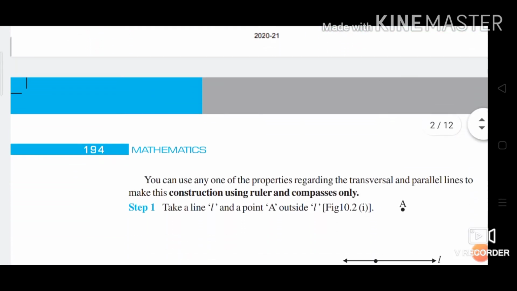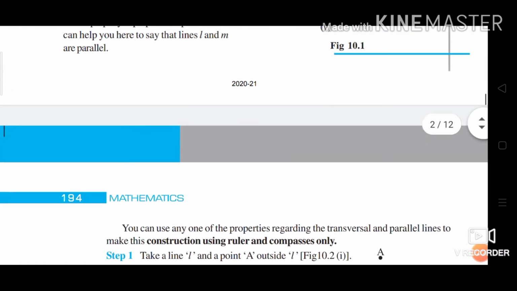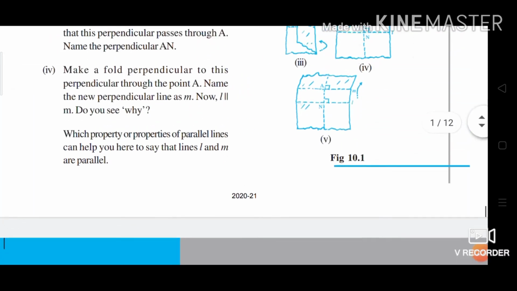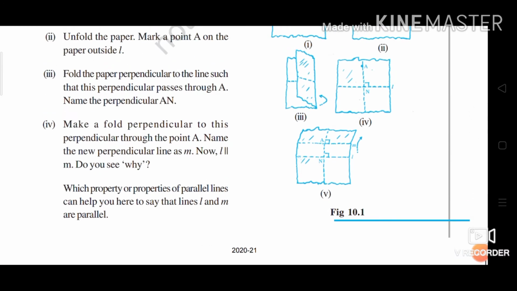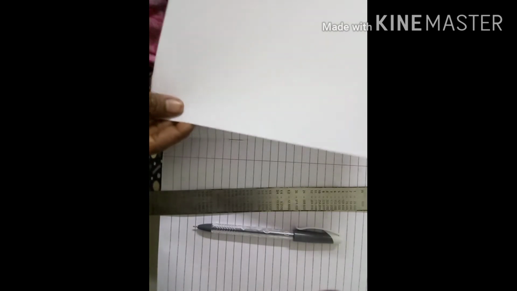You can use any one of the properties regarding a transversal and parallel lines to make this construction using ruler and compasses only. So let's see, we will follow this activity now. Let's see the activity through the video. We will do that activity: take a sheet of paper, make a fold.